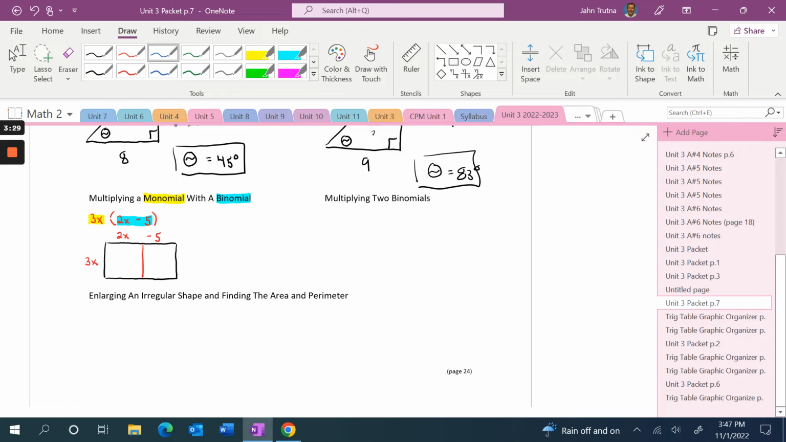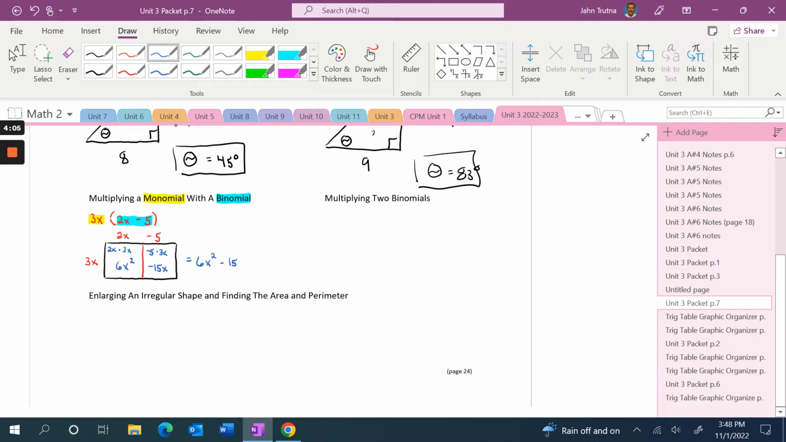Okay, so remember the idea is to find what goes inside each one of these rectangles. I'm going to take its top portion, which is 2x, and multiply it with its side length, which is 3x. 2x multiplied with 3x is 6x squared. I'm going to repeat that process for my other rectangle. I'm going to take the negative 5 and multiply it with the 3x. That becomes negative 15x. So my answer is the sum of my area model, which is 6x squared minus 15x.